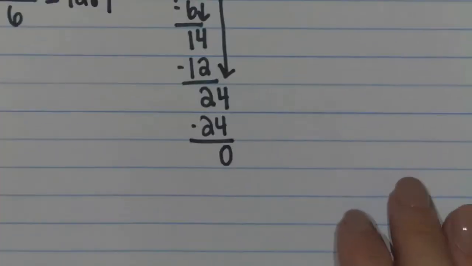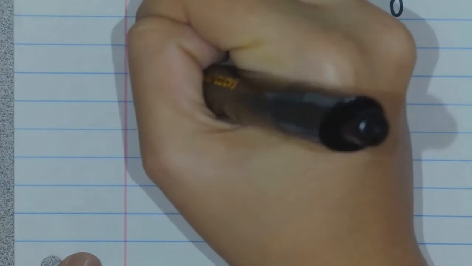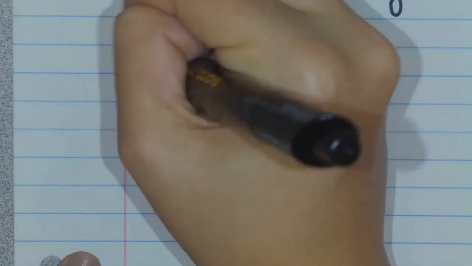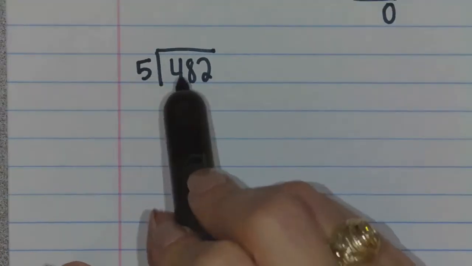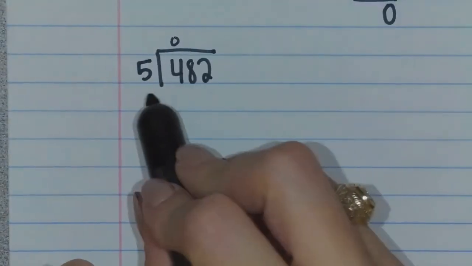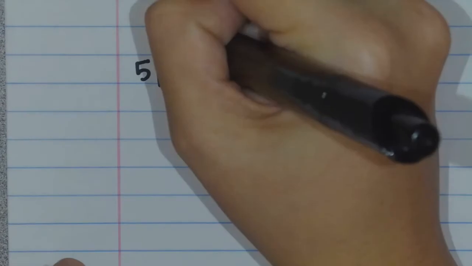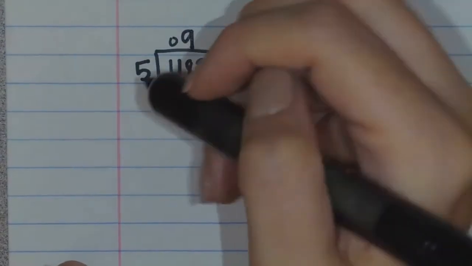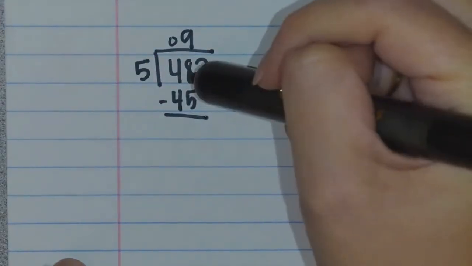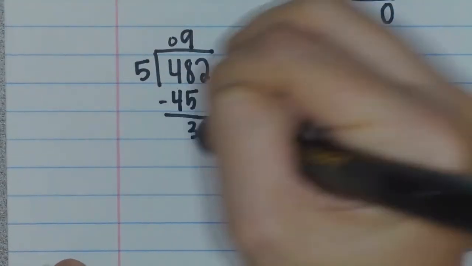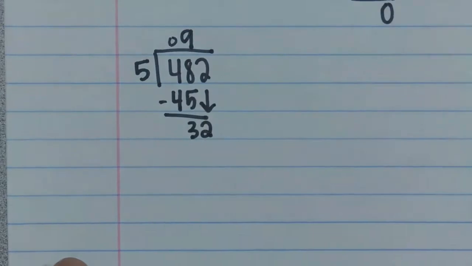Okay, let's look at another one. I'm going to come right here. Our next problem, let's do 482 divided by 5. Okay, so in this one, I'm going to start and I say, okay, well, 5 can't go into 4, but 5 can go into 48 a total of 9 times. 9 times 5 gives me 45. So when I subtract, 8 minus 5 gives me 3, and I bring down the 2.